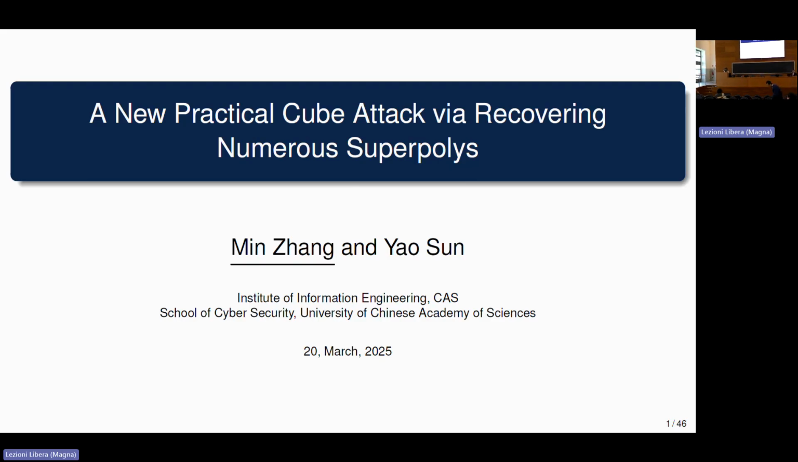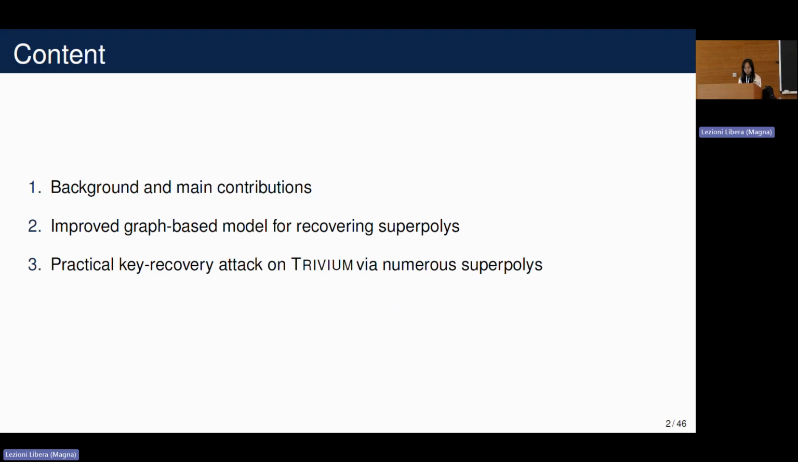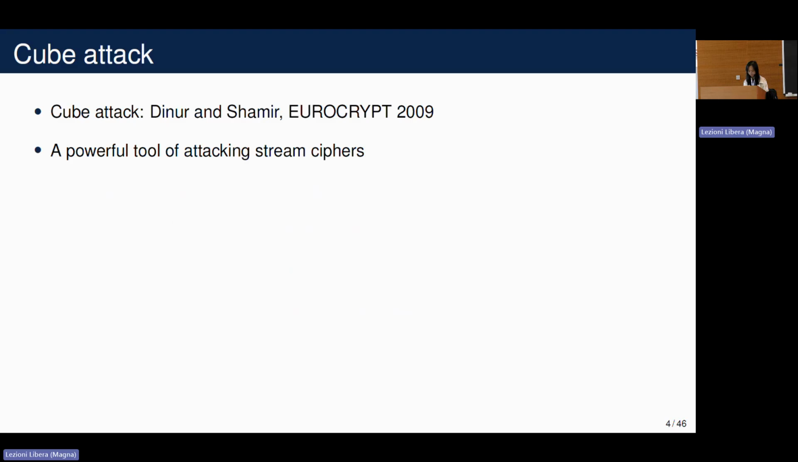Good afternoon, everyone. I'm Zhang Min. I'm very pleased to give a presentation here. My topic is a new practical cube attack via recovering numerous superpolys. In this presentation, firstly, I introduce some background and our main contributions. Secondly, I talk about the improved graph-based model. And thirdly, I show our practical key recovery attack. Let's start with the first part.